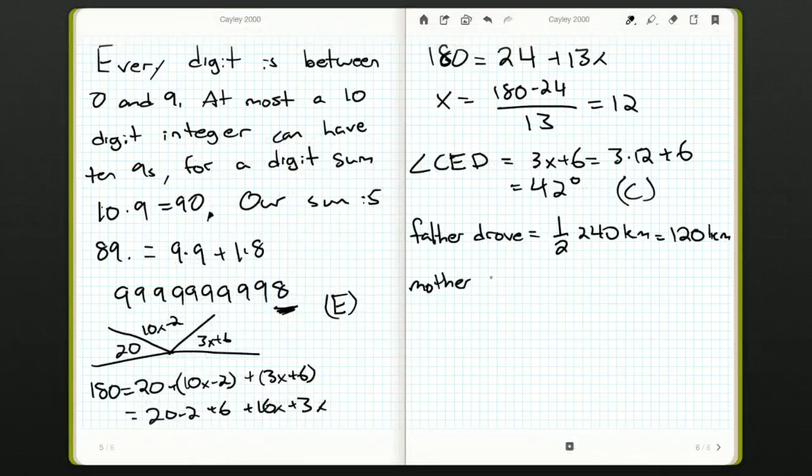Now the more challenging one, his mother drove 3/8 of the total distance. That's still of 240 kilometers. That's going to be 8 divided into 240 is 30, so 30 kilometers times 3. So she drove 90 kilometers. But let's just double check that on the calculator right now. 240 multiplied by 3/8 is indeed 90 kilometers.